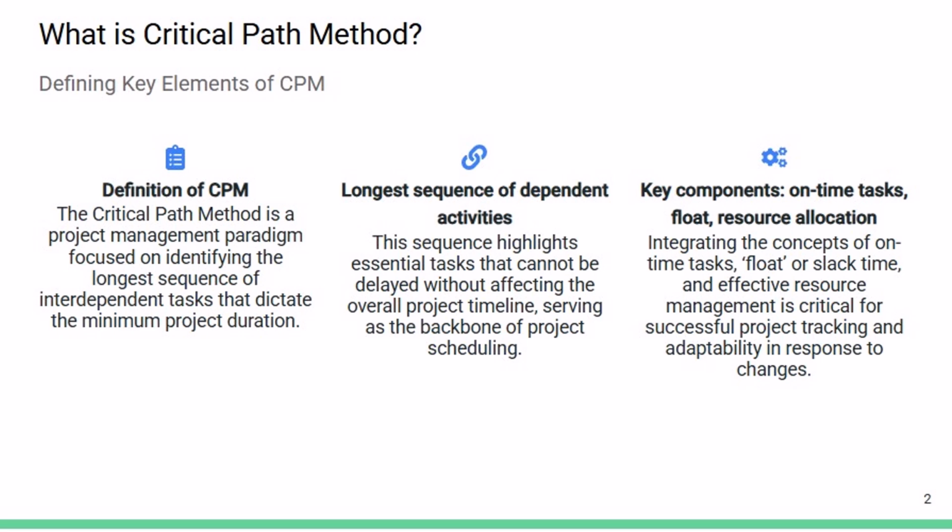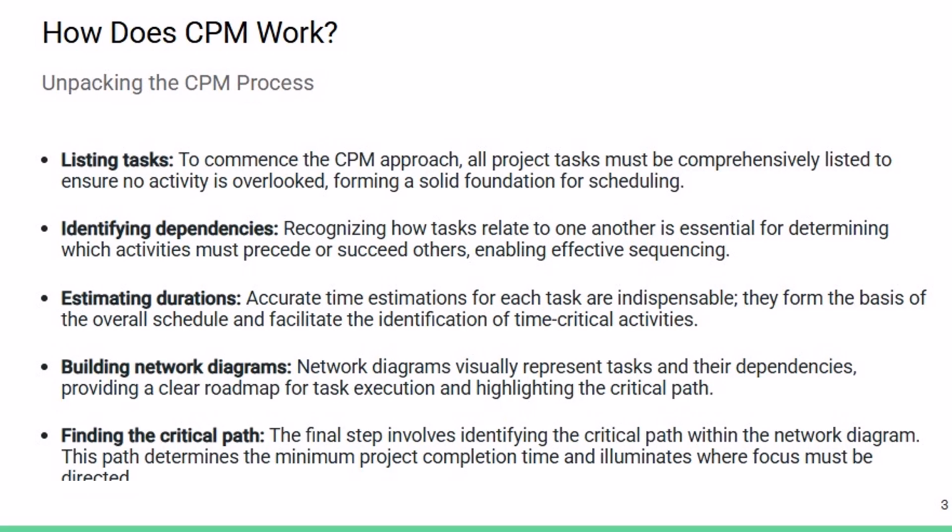So basically, what is this? This is the longest sequence of dependent activities. This sequence highlights the essential tasks that cannot be delayed without affecting the overall project timeline, serving as the backbone of project scheduling. We have to integrate the concept of on-time tasks that necessarily have to be done in time, because there will be hardly any slack time in this. Effective resource management is crucial for successful project tracking and adaptability in response to changes.